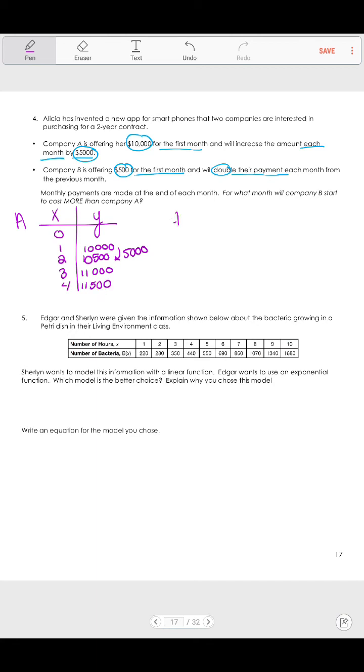Okay, Company B is starting off at, remember this is not the 0 month, this is the first month, at 500, and it's doubling. So that would give me 1,000, 2,000, 4,000, and so on.